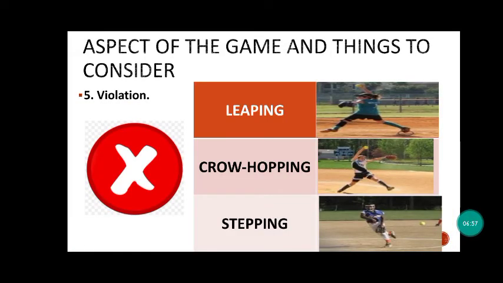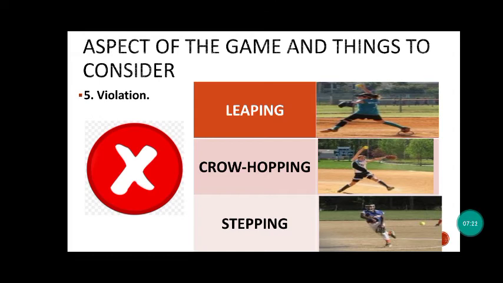So let's proceed to the violations. Understanding what not to do while pitching is equally important as what to do. There are certain moves that are considered illegal in pitching. So number one is leaping. This is one of the moves which needs to be avoided in softball.